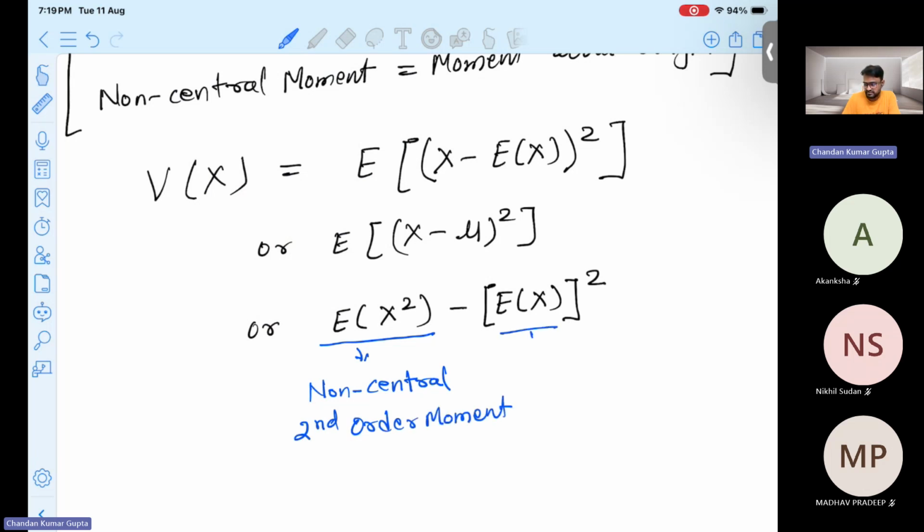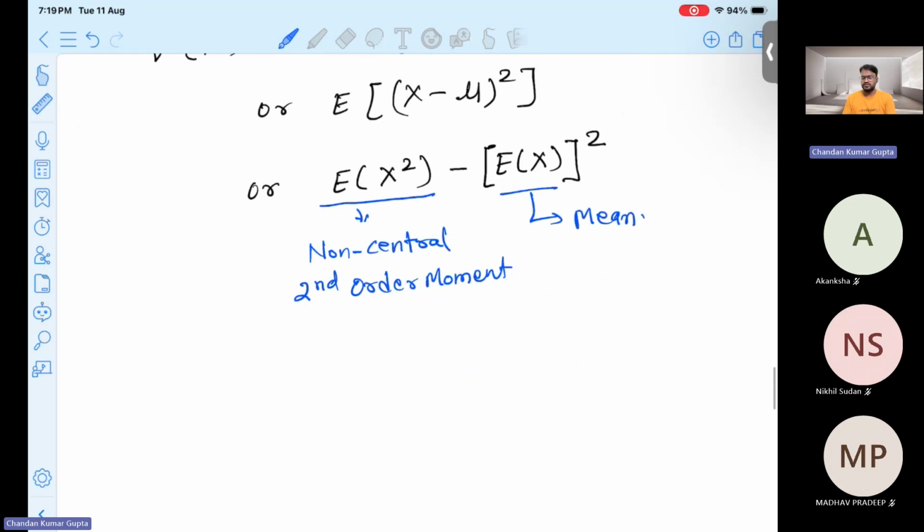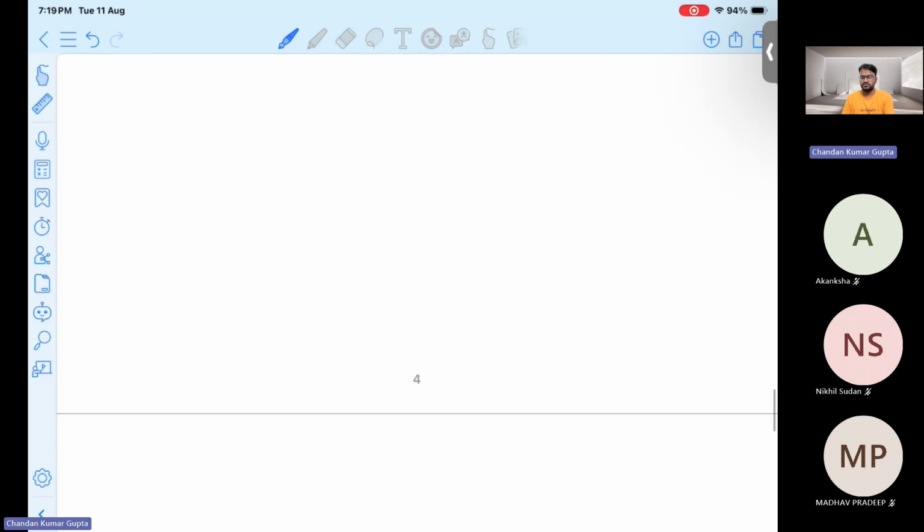And this is our first order moment, that is, our mean. So from here we can find out that every non-central and central moment is connected with some relation. We will write one more formula, a general formula for the non-central and central relationship.